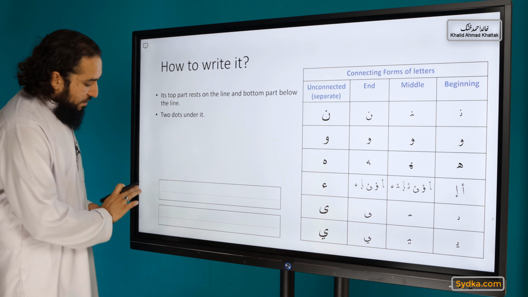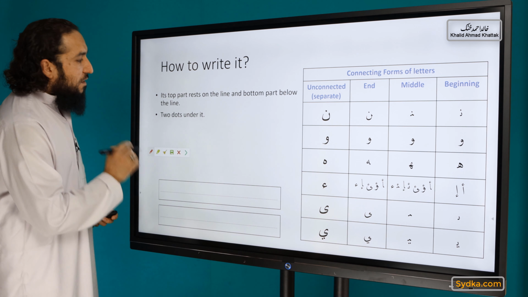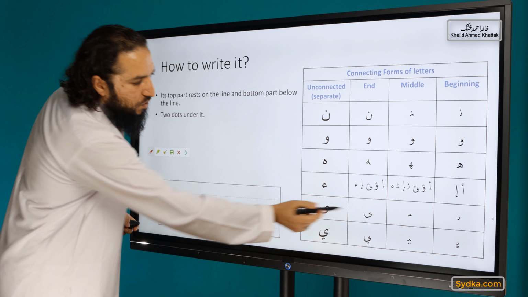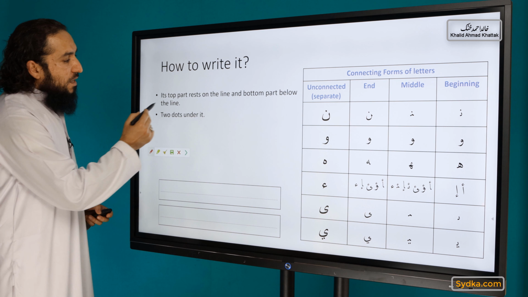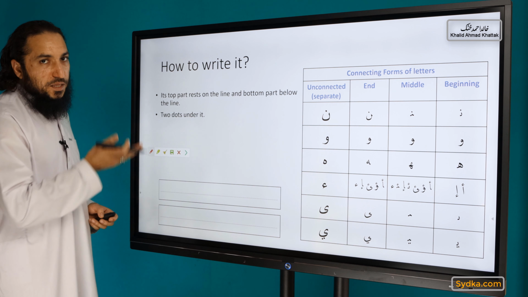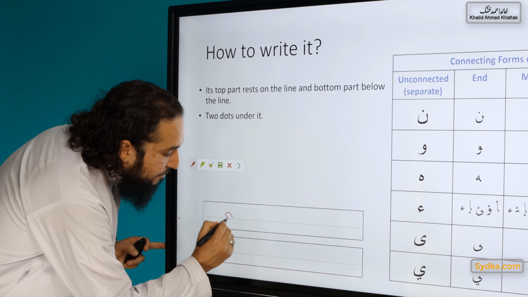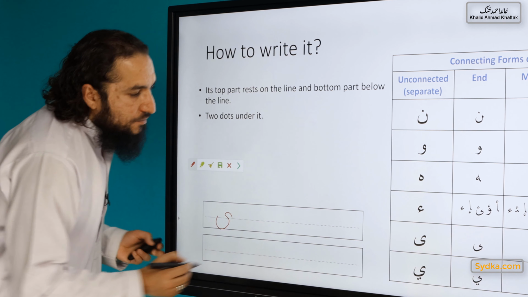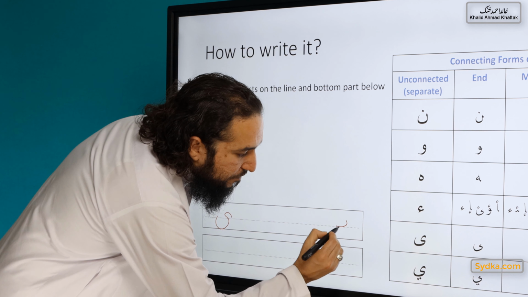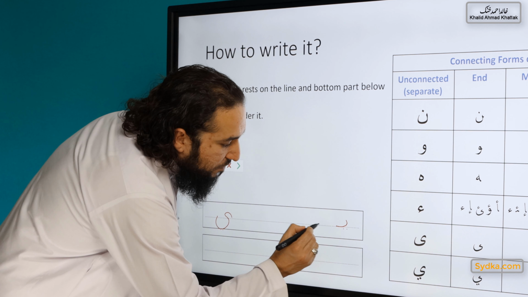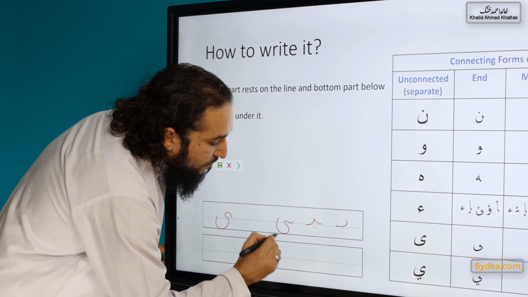So how to write it? Let me explain that. Its top part rests on the line. It's similar to the one we just used here as well, alif maqsura. Its top part rests on the line and the bottom one below the line, and it has two dots underneath. Let me start writing here. Two dots. And other forms would look like this. If it's in the beginning, two dots. If it's in the middle, two dots, and at the end, two dots.